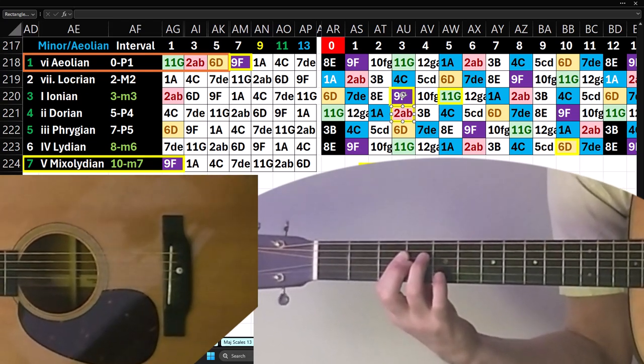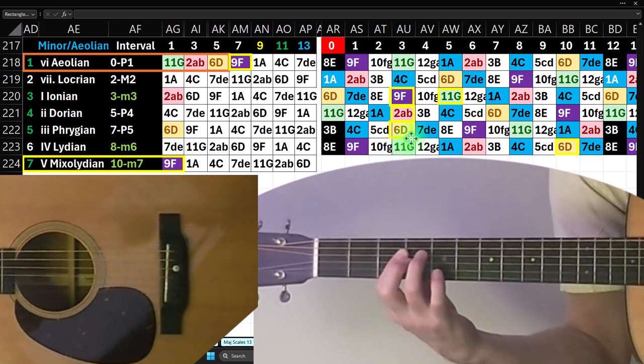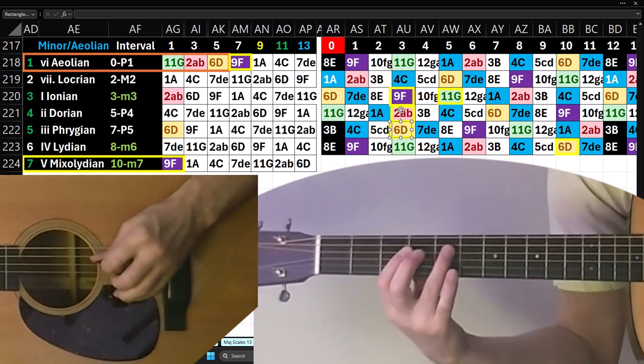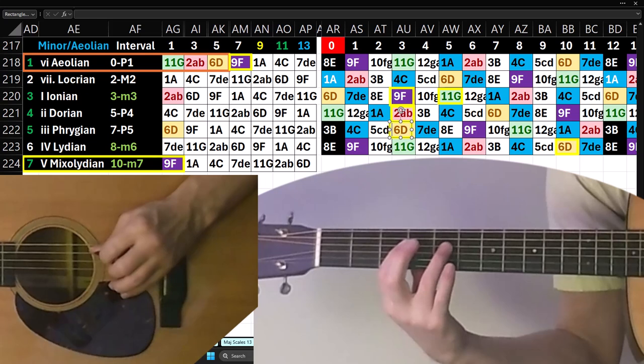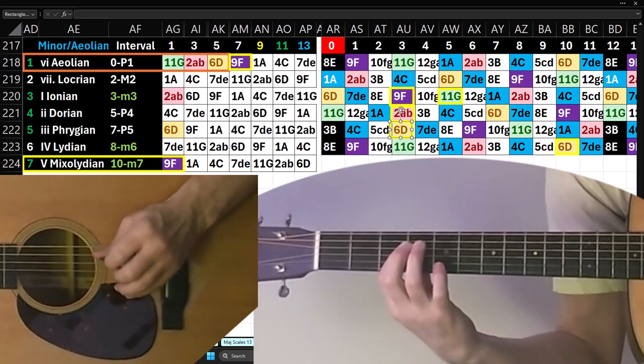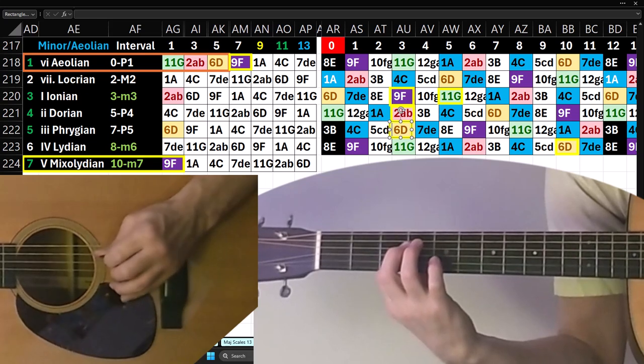All right, I have a 5 right here too, so I could arpeggiate that. 1, 3, 5, minor 7. 1, 3, 5, minor 7.